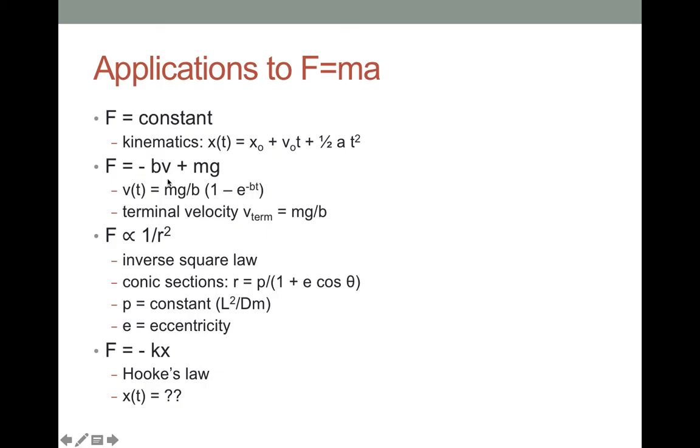We're also going to apply it to air resistance, and that's what gave us this relationship that ended up giving us a terminal velocity. We also will look at what happens if the force follows an inverse square law. And this is what Isaac Newton showed, that the resulting solutions are conic sections. This is the equation for a conic section, where e is the eccentricity, and that depends on the energy of the system. Will the solution end up looking like a circle, an ellipse, a parabola, or a hyperbola?